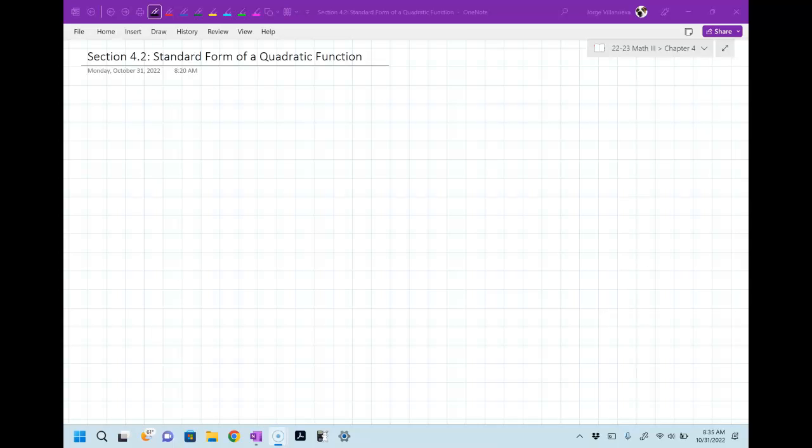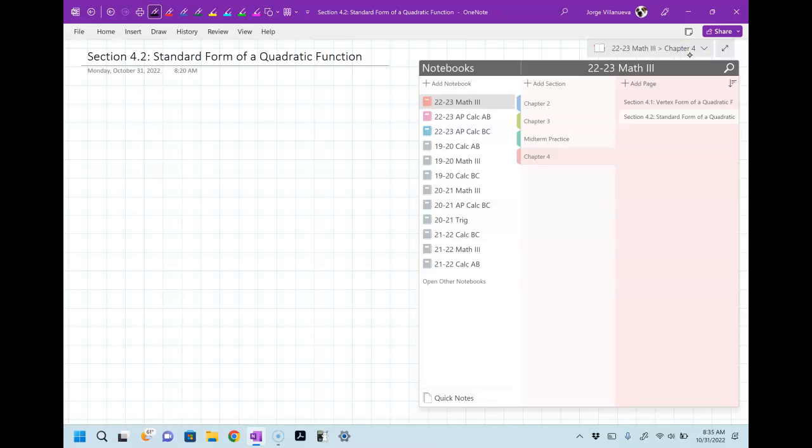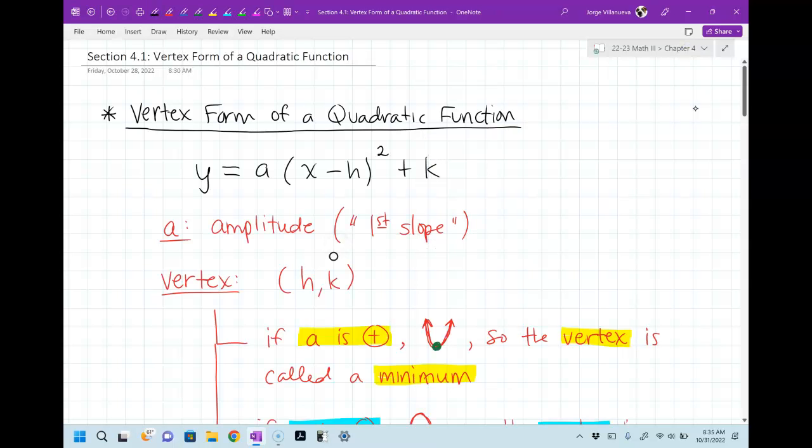All right, so chapter 4, section 2, standard form of a quadratic. I want to remind you really quick of what the vertex form looked like. This was vertex form of a quadratic function. This is what we did last time. Y equals a times x minus h squared plus k. And this is Friday's notes, so don't worry about taking these down.